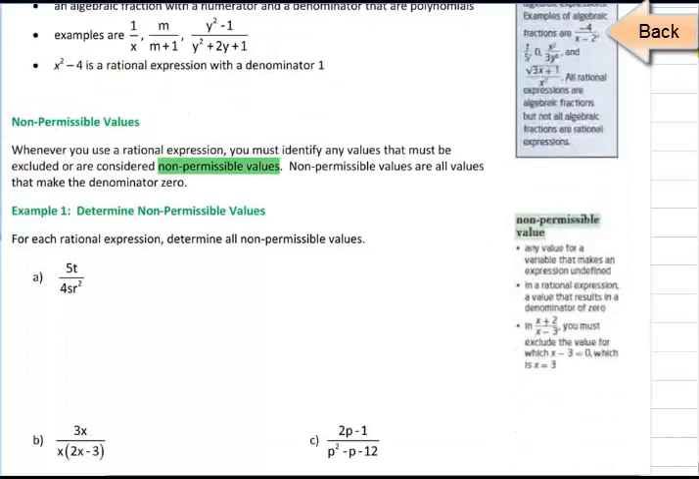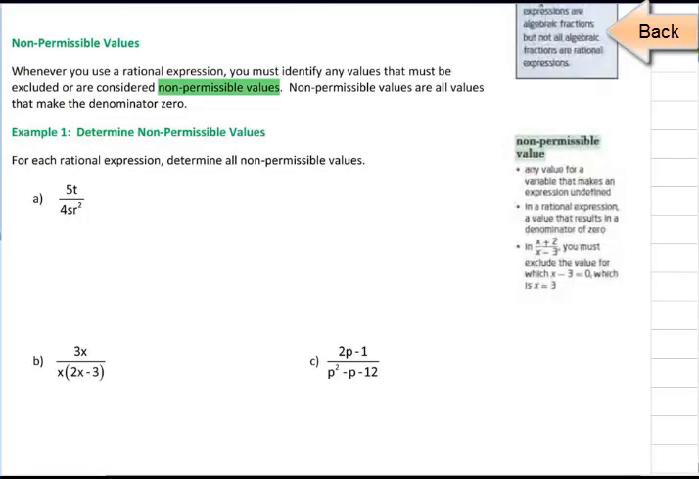To continue our discussion, we need to know what non-permissible values are. Whenever you use a rational expression, you must identify any values that must be excluded or are considered non-permissible values. So we're going to abbreviate non-permissible values as NPV. And non-permissible values are all values that make the denominator 0, okay?